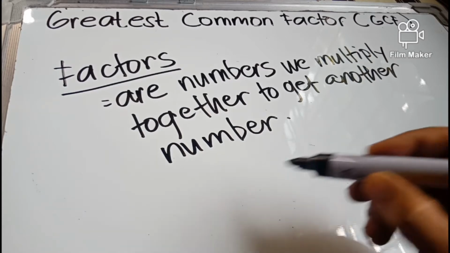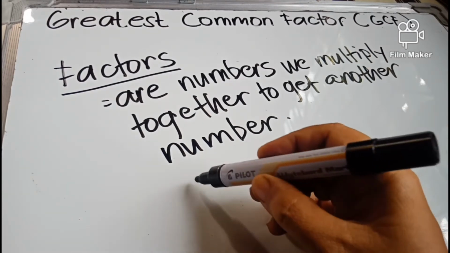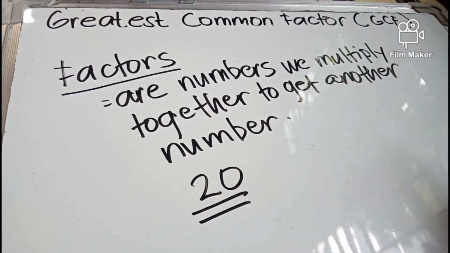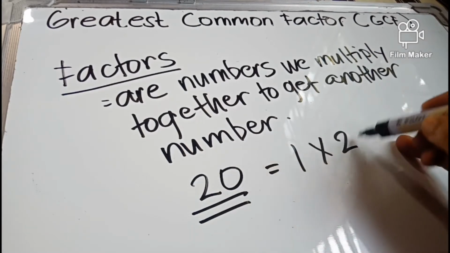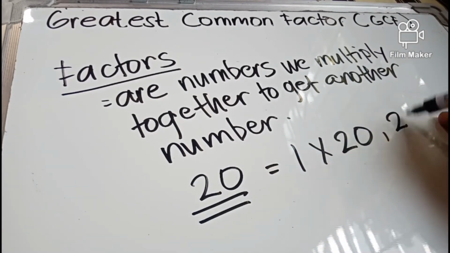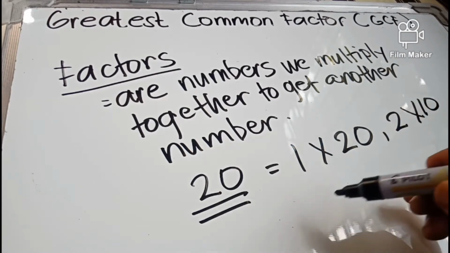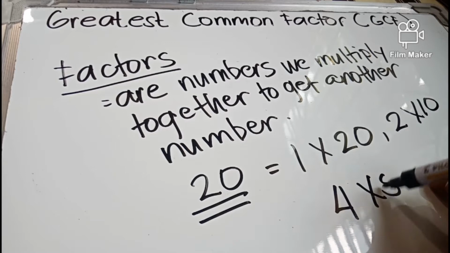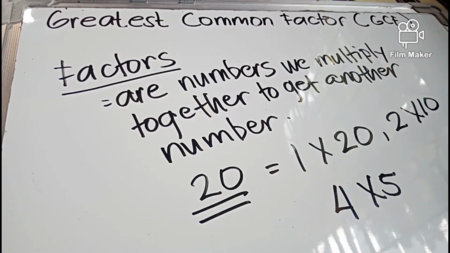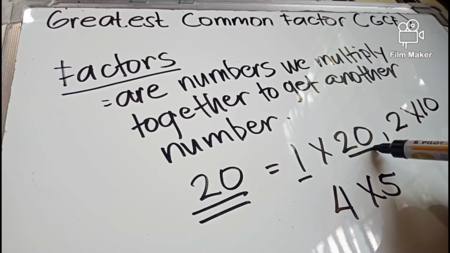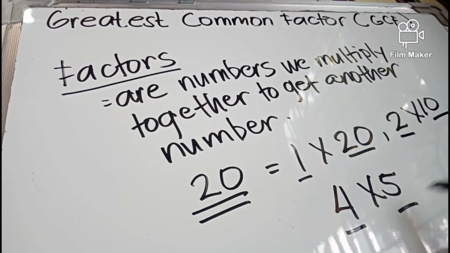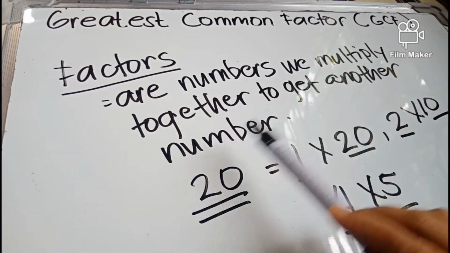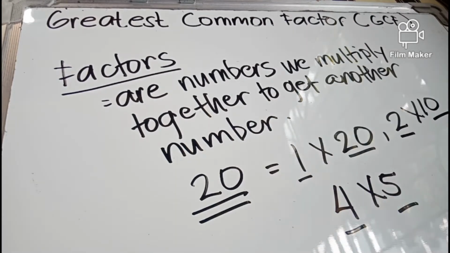So, example, when we say what are the factors of 20. So, ililista natin yung mga factors ng 20. Ito yung 1 times 20, 2 times 10, and 4 times 5. So, the factors of 20 are 1, 20, 2, 10, 4, and 5. So, yan po ang ibig sabihin ng factors. Numbers that we multiply together to get another number.